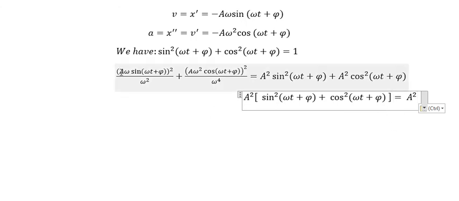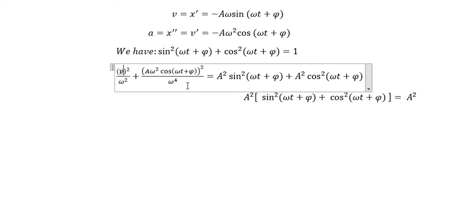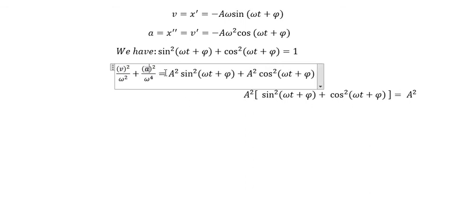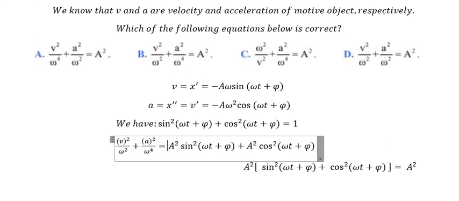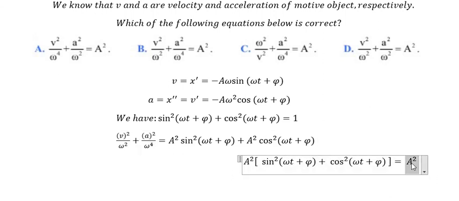So now we need to know that this one is v, and this one is a. Now let's compare with the question. We have v power 2 over omega power 2 plus a power 2 over omega power 4 equal to A power 2. So the answer for the question here is B.